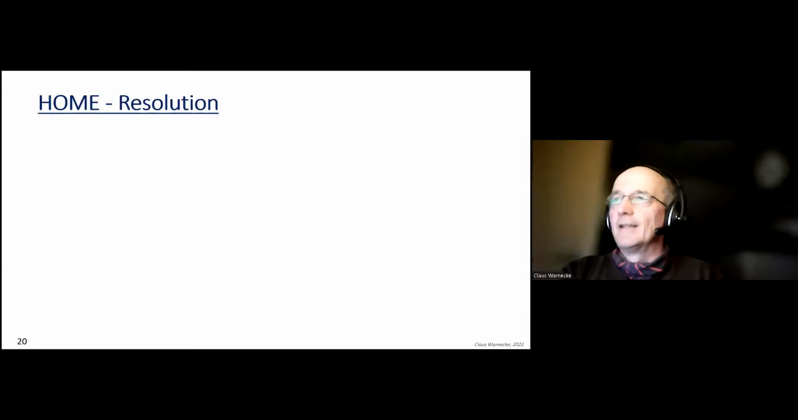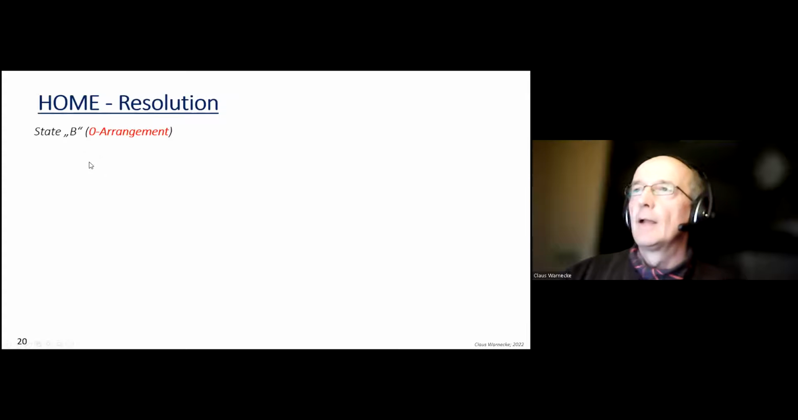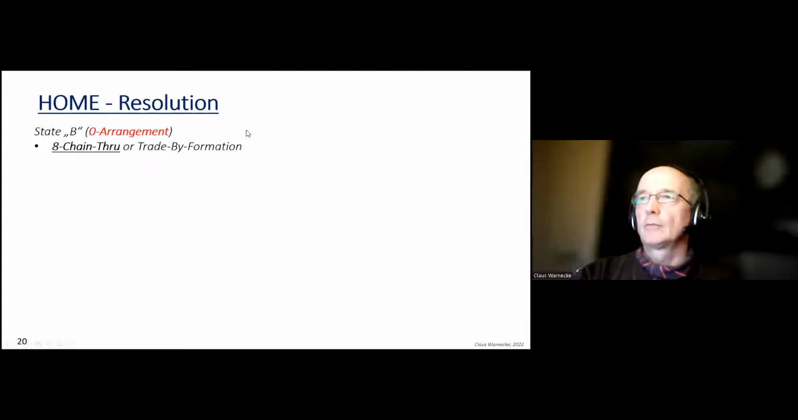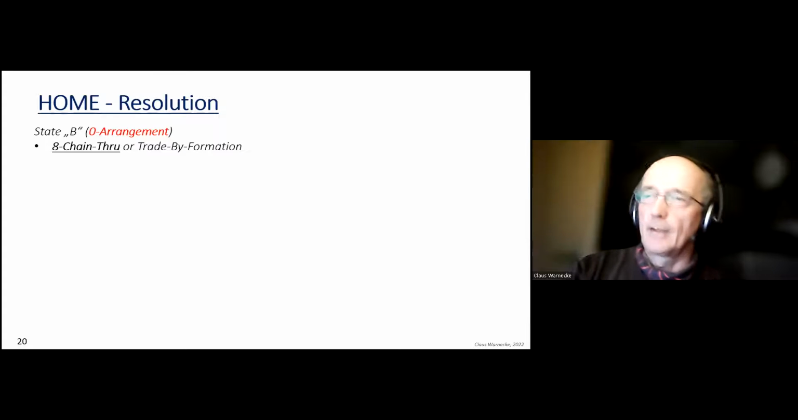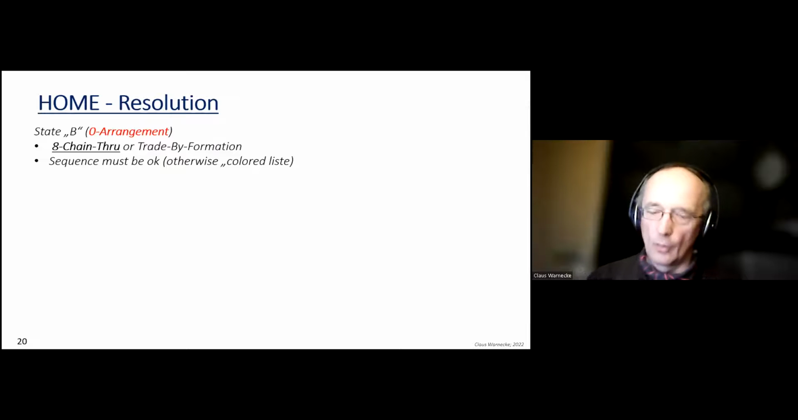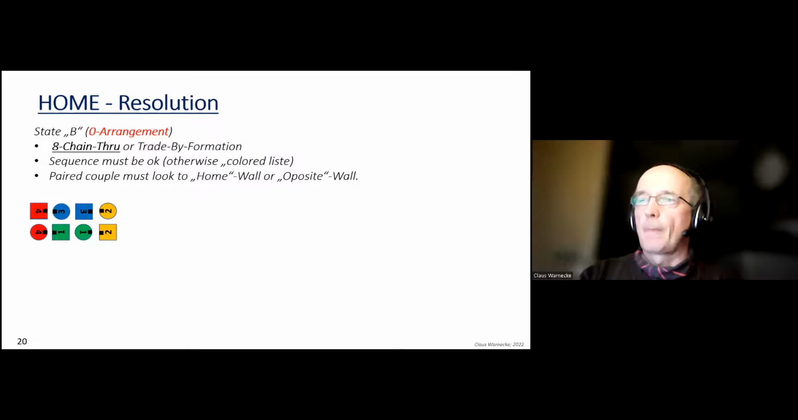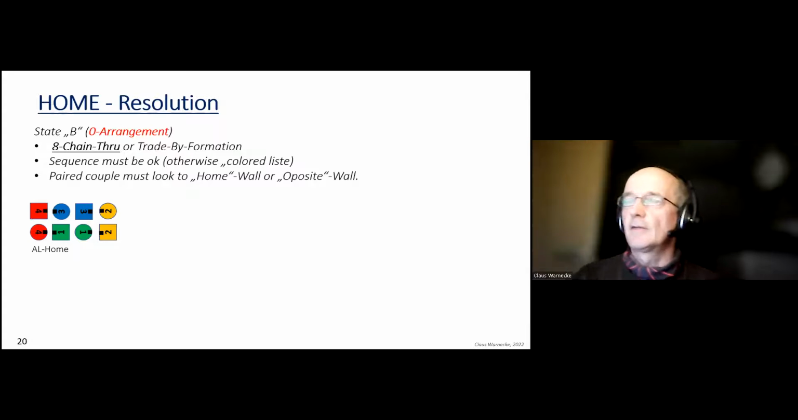Here are some easy resolution systems, also easy resolutions in 0 arrangement, in an A chain through or trade by formation, but A chain through is nicer. Sequence must be okay. Otherwise, you can change sequence with colored list or the short axis in terminations. Paired couple must look at home walls or opposite walls. This is the real easiest one.